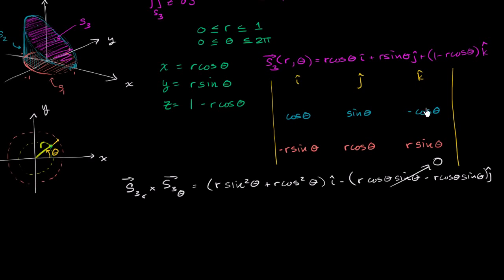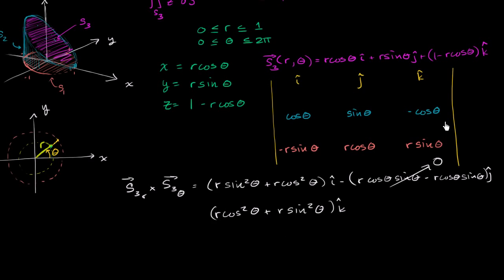And then finally for our k component, we have cosine theta times r cosine theta. So we have r cosine squared theta minus r sine theta times sine theta, or minus negative r sine theta times sine theta. So this would give you a negative, but we're going to have to subtract it, so it gives you a positive. So plus r sine squared theta k.